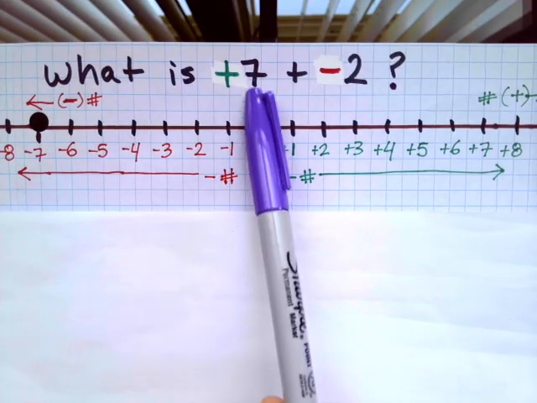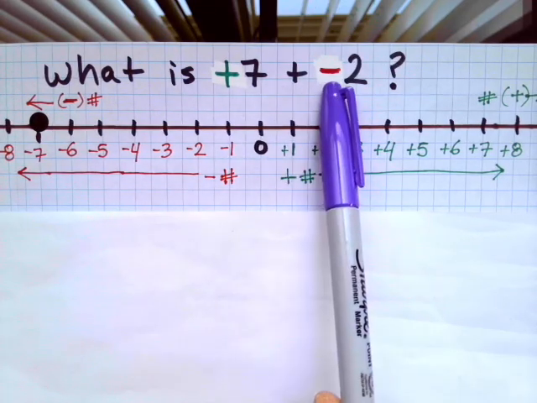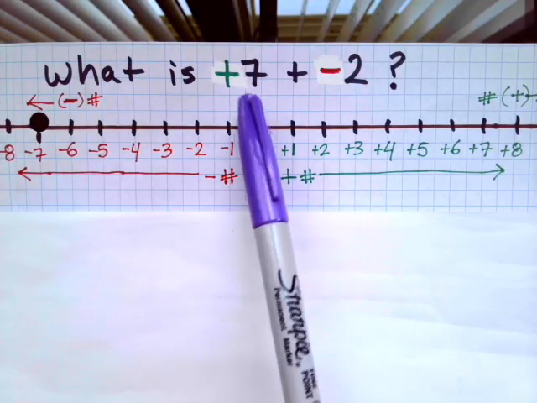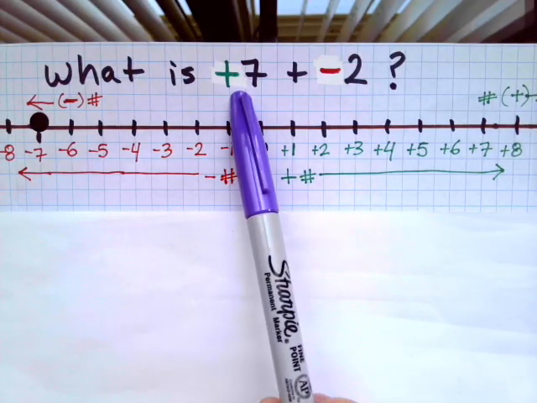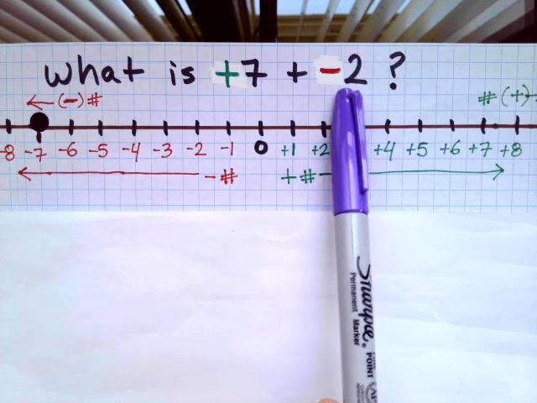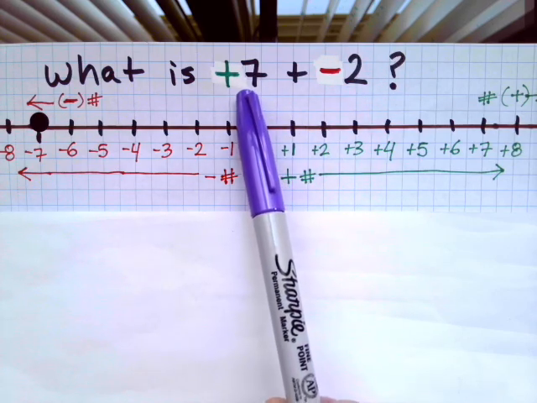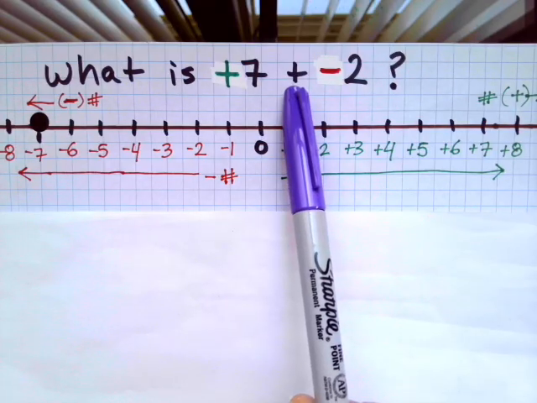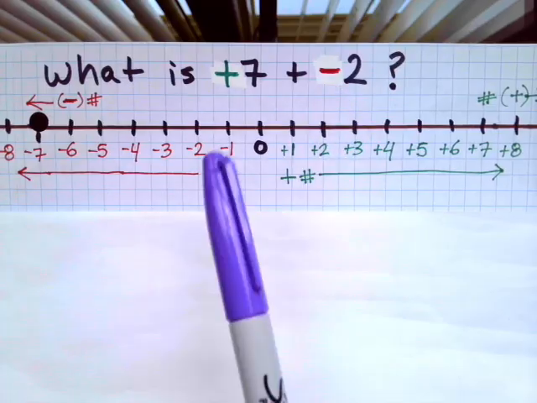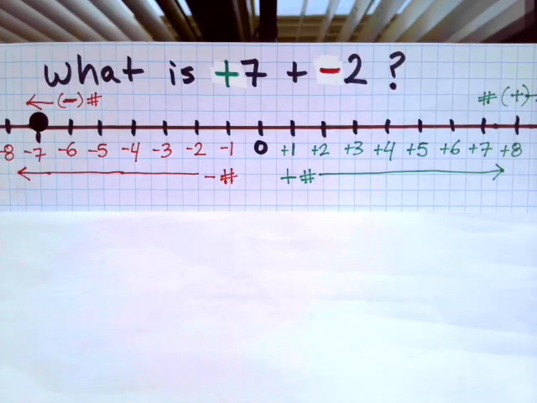What is positive 7 plus a negative 2? And I know we're using a number line. One of the things I like to do is use money in relationship to these integers. I have $7, but now I owe you $2. How much money am I going to have left over after I pay you that $2?